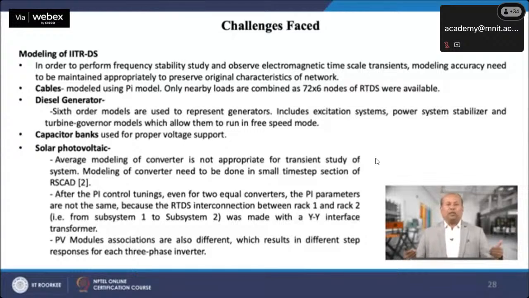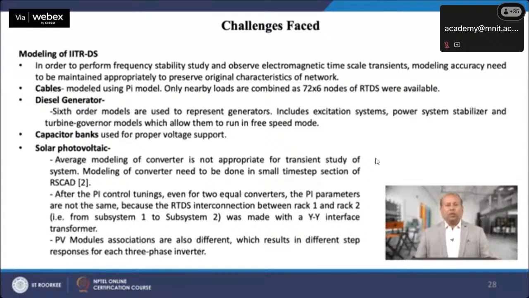In order to involve accurate characteristics of diesel generators, those are modeled using 6th order models. It includes excitation system, power system stabilizer and turbine governor model. While simulating frequency stability study, it is required that voltage remains under limit. It is ensured by simulating shunt capacitors installed in the campus at different nodes.